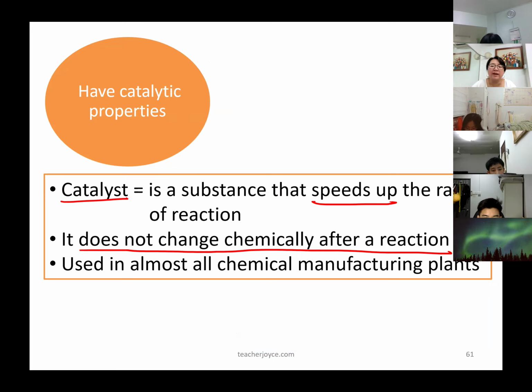Almost all manufacturing plants, meaning factories, you know, in a factory you either save time or you save money. Then only you can earn more money. So they will always use catalysts to save time and save money.